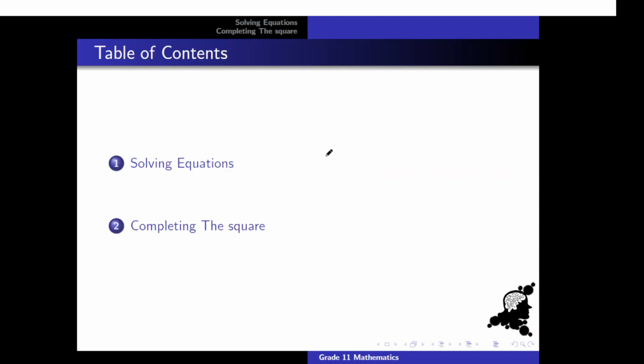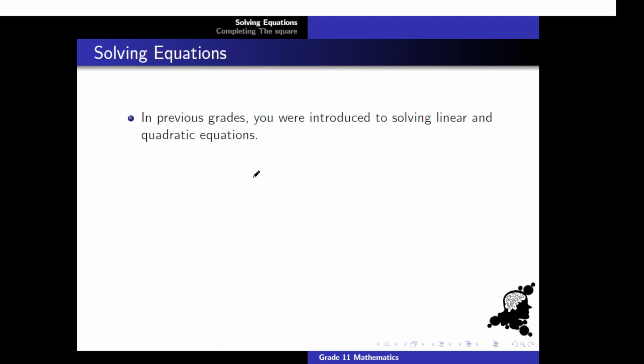So in this video, we'll revise what we looked at in the last video when we were doing the common factor, and that is how to solve equations, the different types of equations you get in grade 11. And then we'll also have a look at completing the square. So without any further ado, let's get into it.